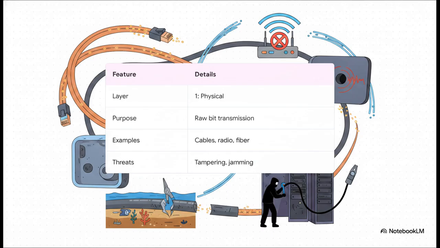And because it's physical, the threats are physical. Fun fact, tech companies actually have to repair those submarine cables sometimes because sharks literally try to bite them. No joke. But on a human level, a hacker doesn't even need to write a single line of code to take down a network if they can just cut a power cable, physically tamper with a router in a closet, or use a radio jammer to kill a Wi-Fi signal.